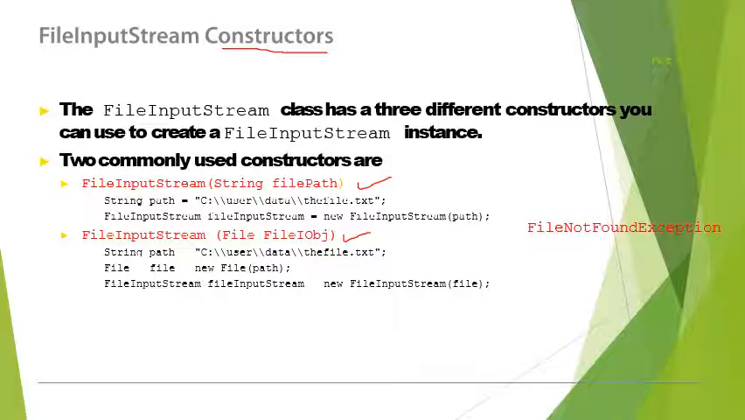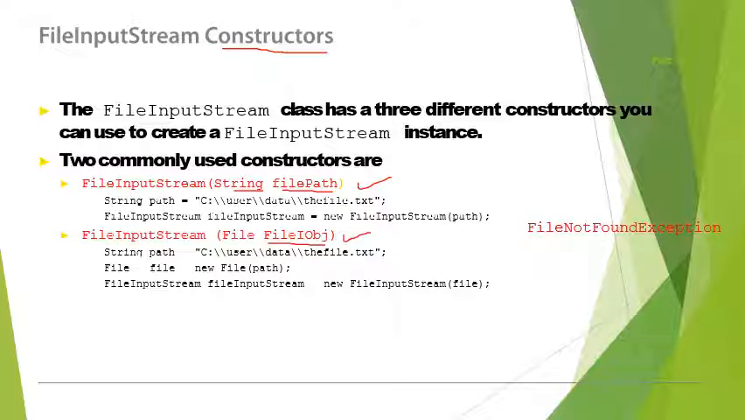In this one, we will provide the path of the file. In the previous slide, we have seen that we provide the path of that file, where it exists. Here also we will give the argument as the file path, that is, where it is residing. That path will be provided as a string. And in the next constructor, we can give the file object.